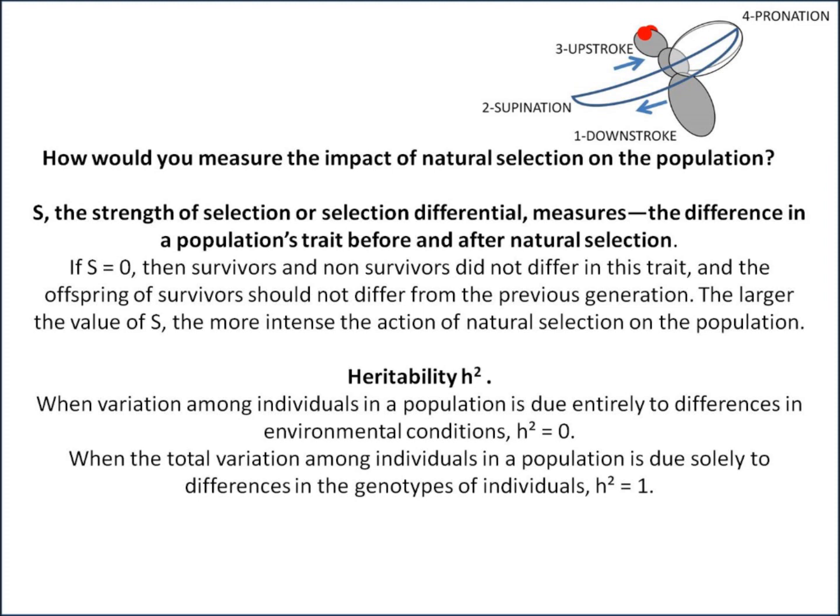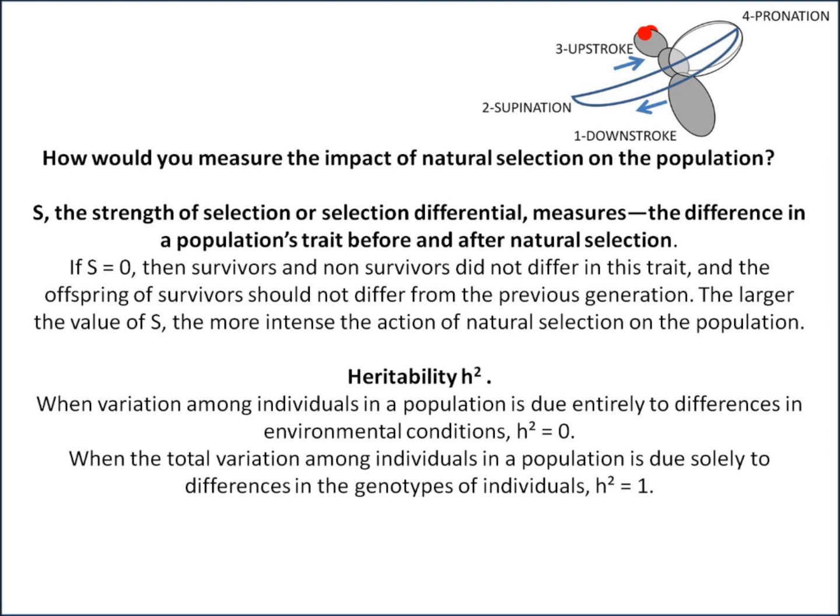So theoretically, h squared can only vary between 0 and 1. When variation among individuals in a population is due entirely to differences in environmental conditions, then little h squared equals 0. When the total variation among individuals in a population is due solely to differences in the genotypes of individuals, little h squared equals 1.